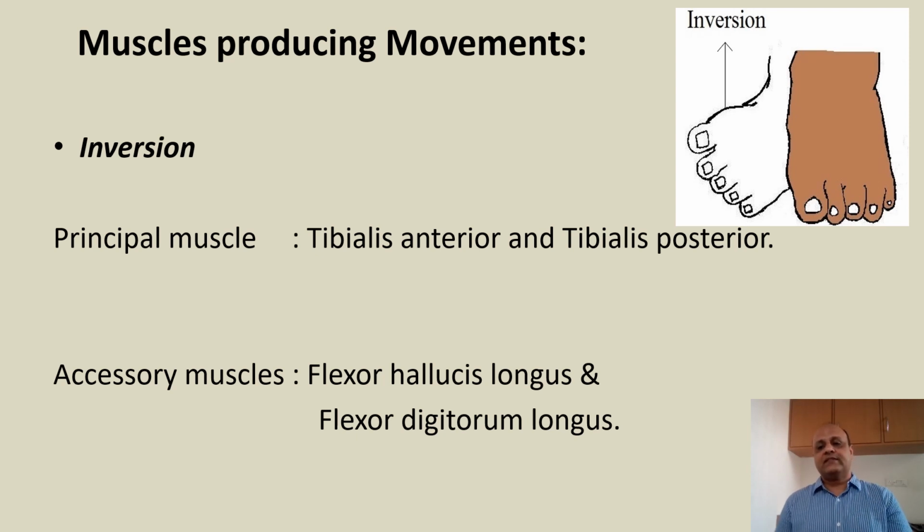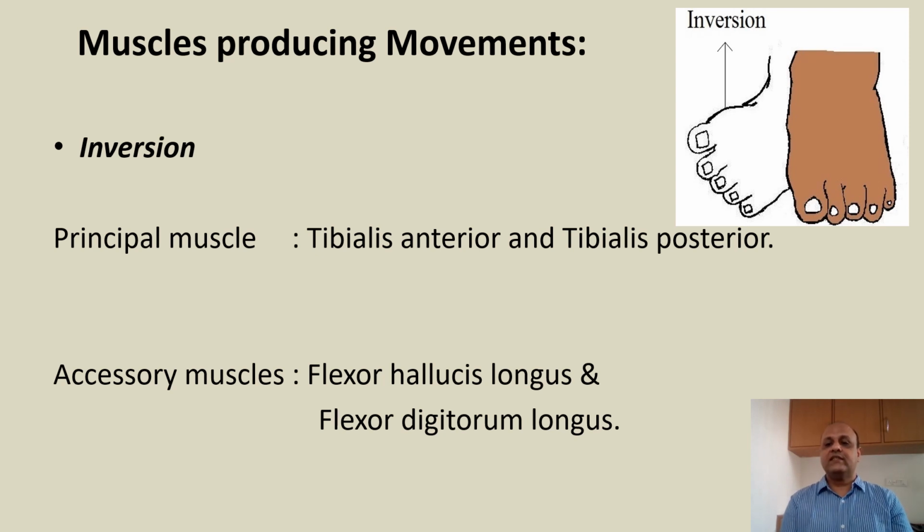They are the principal muscles of inversion, and they are the tibialis anterior, which is placed anterior to tibia, and tibialis posterior, which is placed posterior to tibia. And accessory muscles means the muscles which help in inversion. They are the two long flexors, for the thumb and for the digits. That is the flexor hallucis longus and the flexor digitorum longus. So these are the muscles responsible for inversion, and this movement is inversion when the medial border is elevated and the sole faces medial.